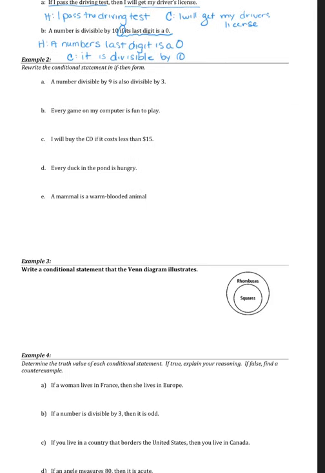Now look at example 2. This says rewrite the conditional statement in if-then form. So when we look at these sentences, we're going to read it and we're going to discuss what is the first main thing that it says in the sentence. So for part A, a number divisible by 9 is also divisible by 3. So the first part of the sentence, a number divisible by 9, that is going to be our hypothesis. So in this case, we're going to say if a number is divisible by 9, then it is also divisible by 3.